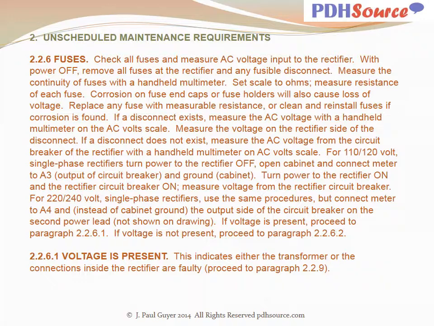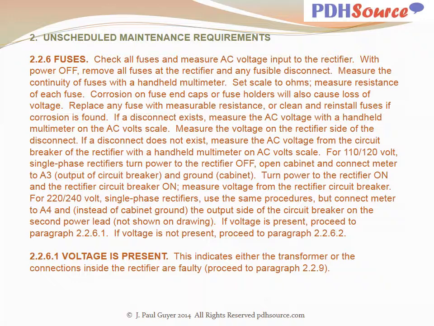If a disconnect exists, measure the AC voltage with a handheld multimeter on the AC volt scale. Measure the voltage on the rectifier side of the disconnect. If a disconnect does not exist, measure the AC voltage from the circuit breaker of the rectifier with a handheld multimeter on the AC volt scale. For 110, 120 volt single phase rectifiers, turn power to the rectifier off, open the cabinet and connect the meter to A3, the output of the circuit breaker, and the ground, the cabinet. Turn the power to the rectifier on and the rectifier circuit breaker on. Measure the voltage from the rectifier circuit breaker.